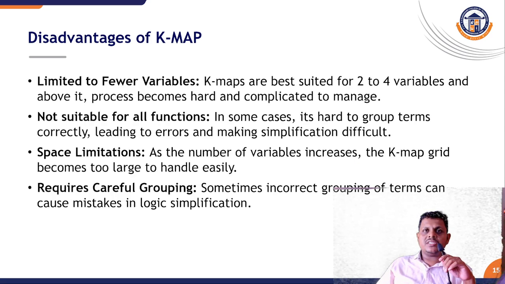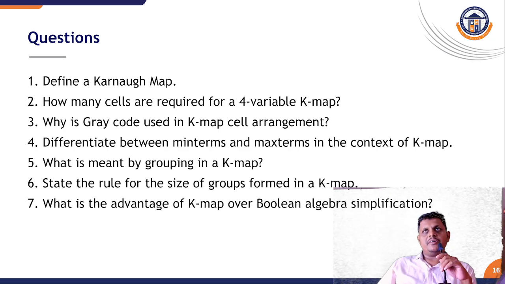Next, the disadvantages of K-map. It is limited to fewer variables only. It is suited for 2 to 4 variables, and above that the process may be hard and complicated to manage, and it is not suitable for all functions. In some cases it is hard to group terms correctly, leading to errors and making simplification difficult, and there are space limitations. As the number of variables increases, the K-map grid becomes too large to handle easily and requires careful grouping. Sometimes incorrect grouping of terms can cause mistakes in logic simplification. So these are all the disadvantages of K-map, and now some questions for practice.